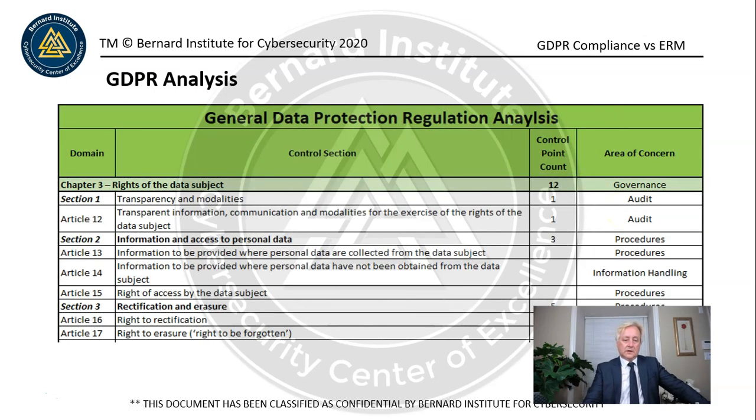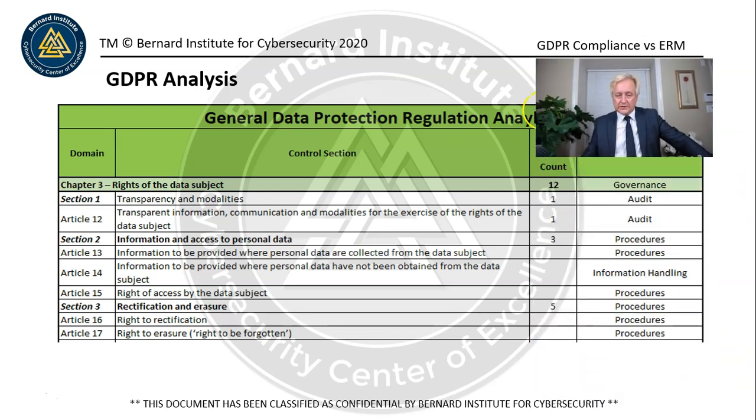Okay. Chapter 3, rights of the data subject. So this is an interesting area in the GDPR. There's a number of key points here. So transparency and modalities, and transparency, information communication modalities, and exercise of the rights of the data subject.